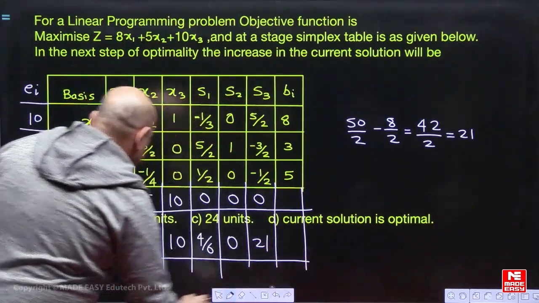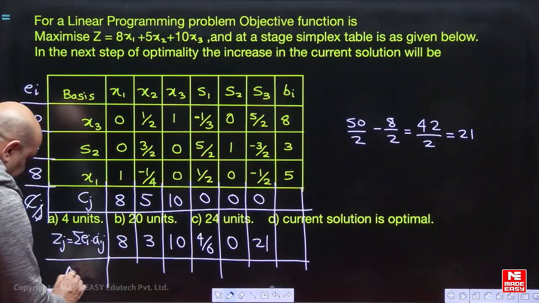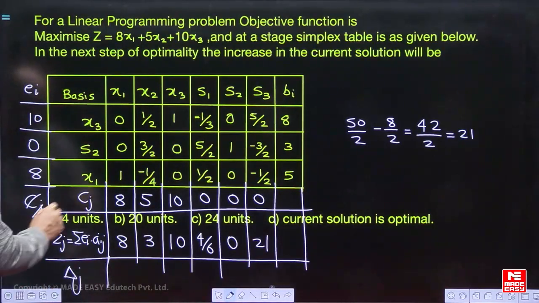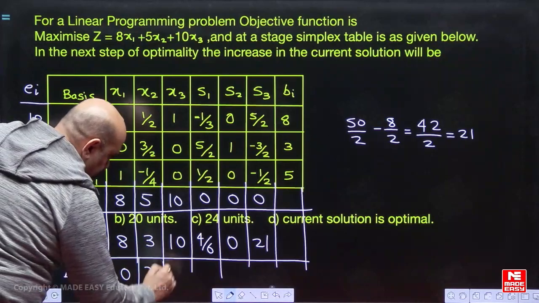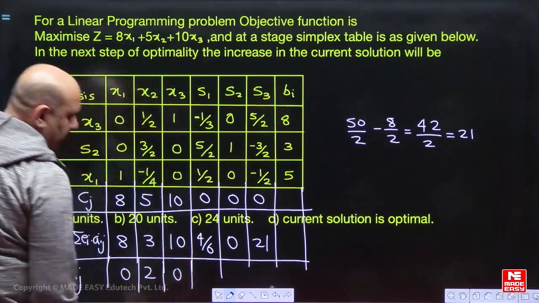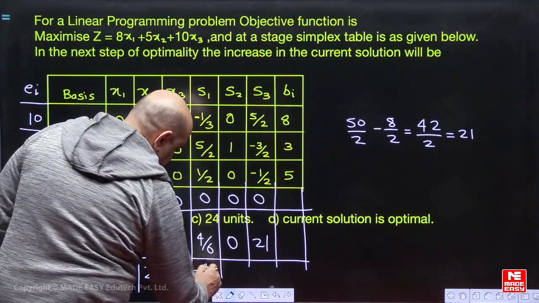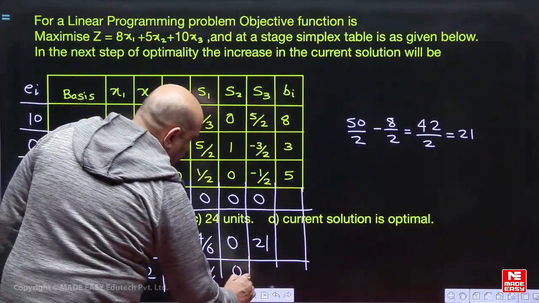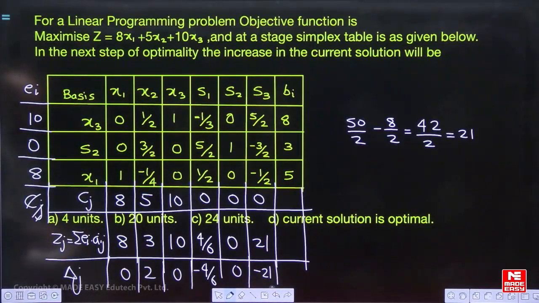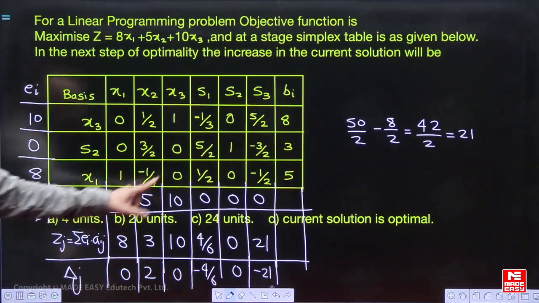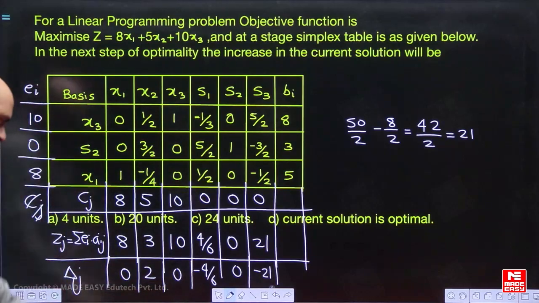Then the delta J row, the very important one. We call it the net evaluation row. Cj minus Zj, where Cj is the profit coefficient: 5 minus 3 is 2, 10 minus 10 is 0, minus 4 by 6, 0, minus 21. Now see, this row is very important. Always, the delta J value should be 0 for the variables in the basis. You can see x3 is 0, s2 is 0, and for x1 also 0.